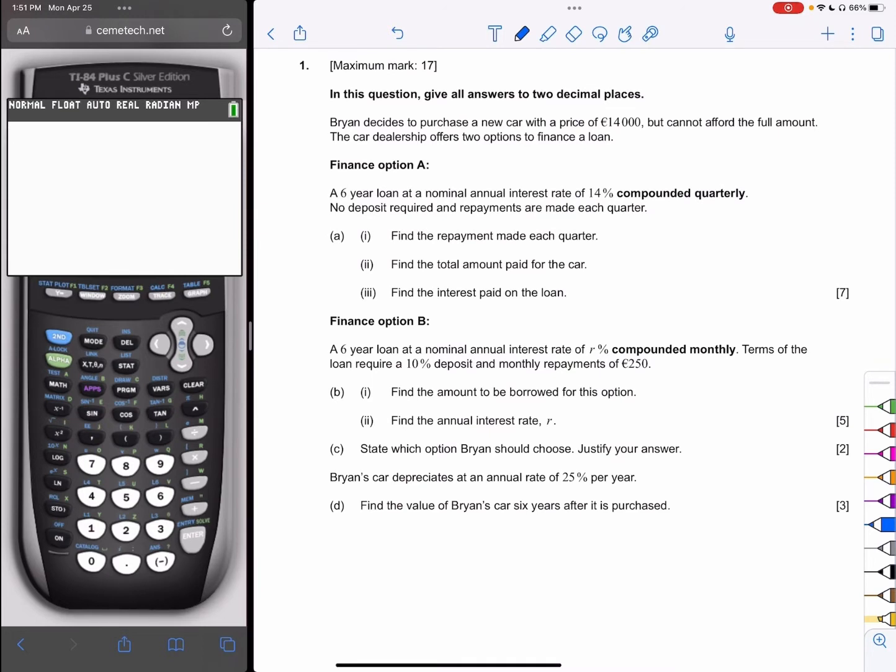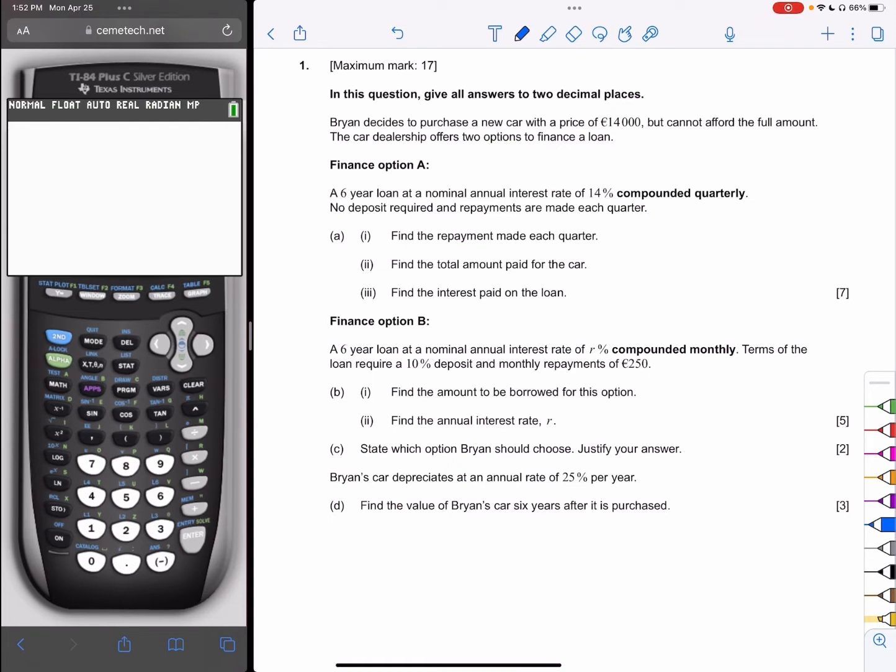In question number 1, it says that in this question we are to give all of our answers to 2 decimal places. It says that Brian decides to purchase a new car with a price of 14,000 euros, but he cannot afford the full amount. The car dealership is going to offer 2 financing options. Option A is a 6-year loan at a nominal annual interest rate of 14% compounded quarterly. No deposit is required, and repayments are going to be made each quarter.